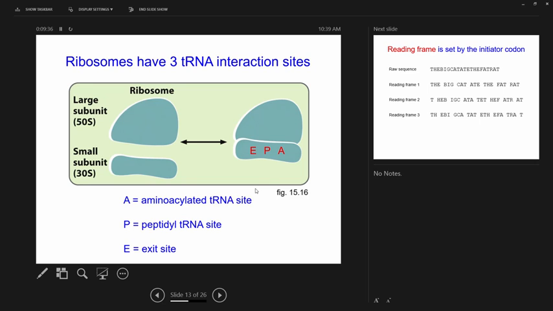And then the E site is where we'll find our transfer RNA ends up after it gives up the amino acid that's hooked onto it, and that's called the exit site because, not surprisingly, when a transfer RNA without an amino acid hits the E site, it loses affinity for the ribosome and leaves.